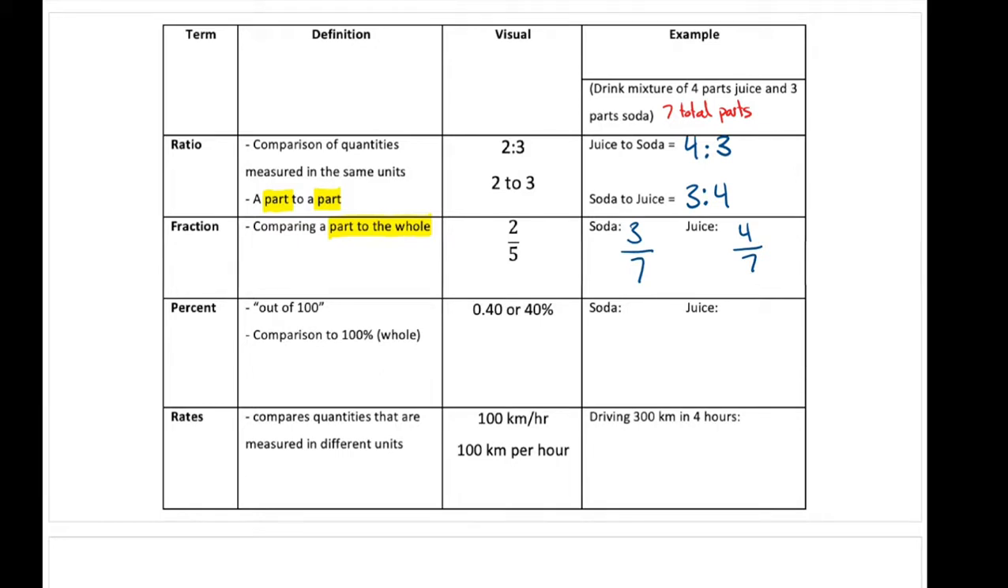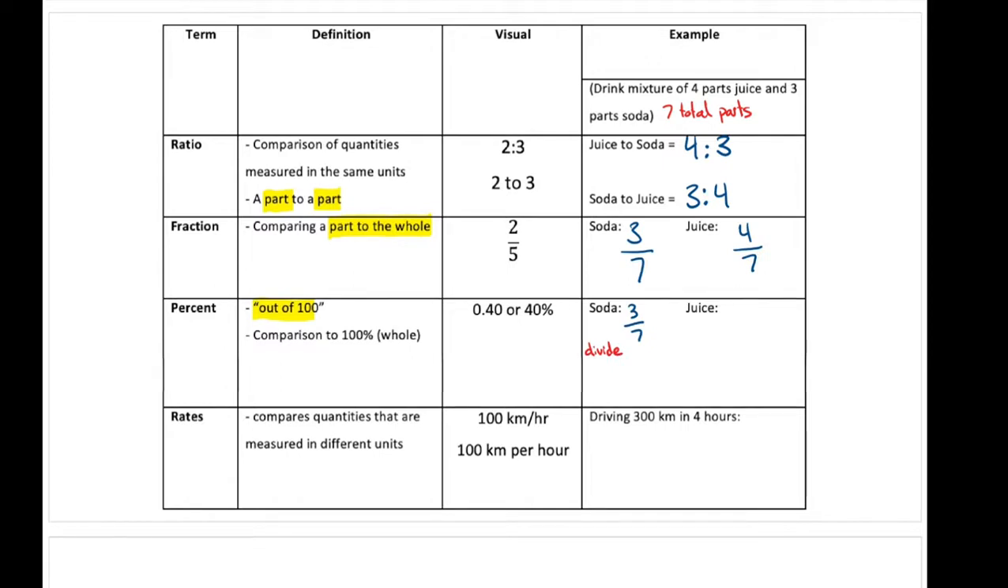Moving on to a percent, the term actually means out of 100, and it's a comparison to 100% or a whole. We can see it sometimes represented as a decimal, 0.4, or as a percent, 40, or an actual percent, 40%. To convert, if we start with our fraction 3/7 for soda, to get it to a percent, we first have to divide.